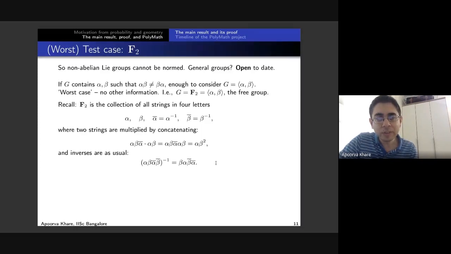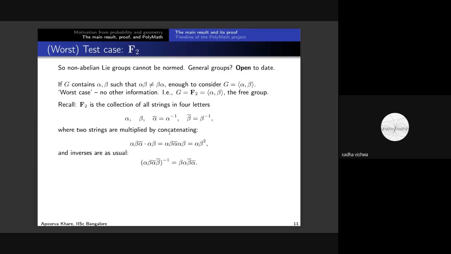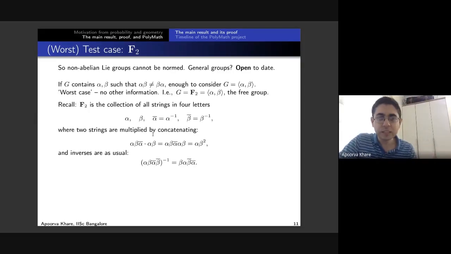What is the identity element in a free group? Can anybody say that in this language? Any guesses or any answers? The identity element in the free group. I told you inverse, I told you multiplication. I did not tell you the identity. Empty string. That's right. So the identity element is precisely the string with no letters. Or if you want, you can write alpha times alpha bar or alpha bar times alpha. But yes, the empty string, or any string that cancels to give you the empty string. That is what the identity is.